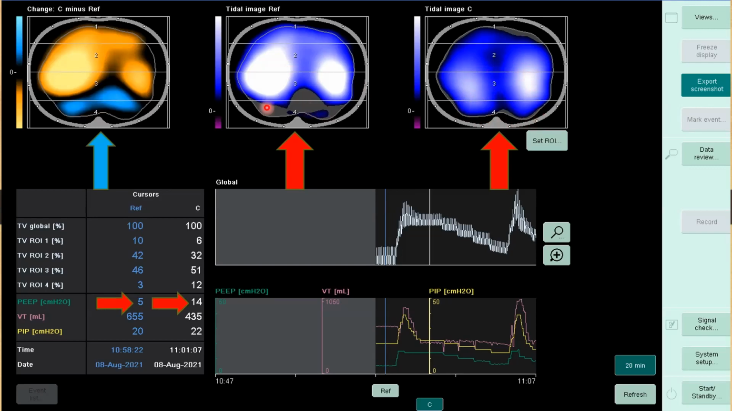This area here is now open, represented by the blue area. And because it's been redistributed down here, we have less trapped in the mid-ventral and mid-dorsal regions. We look down here, the PEEP of 5 only had 3% of distribution to the dorsal region. And now we've come up to 12%.